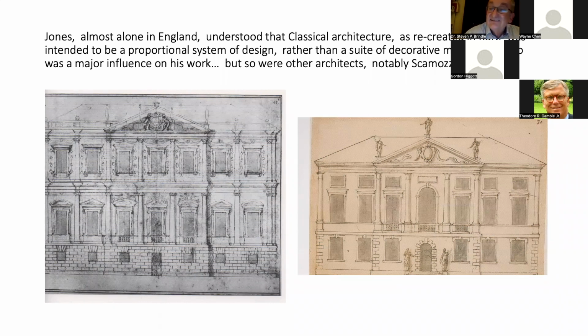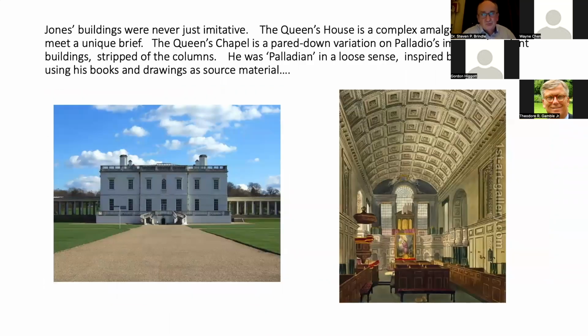And even there, there's nothing exactly like the Banqueting House. So what Jones is doing was never imitative. He was drawing motifs and ideas from a range of Italian sources and combining them in new ways to suit English needs.